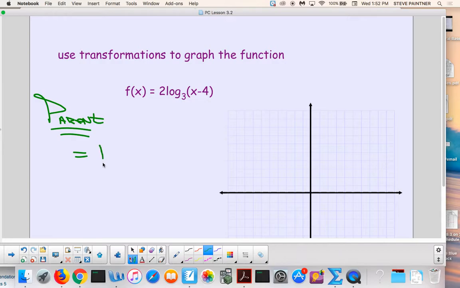So your log parent will be log of, you probably want your base. What's your base? 3. And to make it really simple, this is your parent. Just call log of what? Every time, you just say log of x, base 3. And then here is your function f of x over here. Okay? Now, here comes my question. How do you graph a log equation?